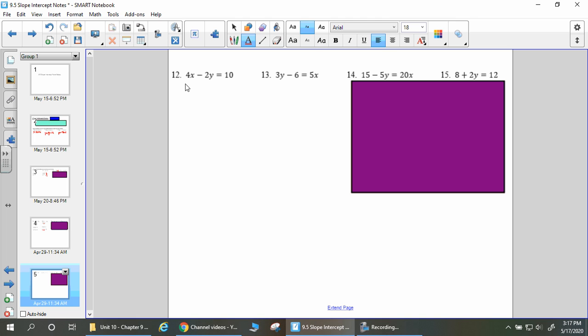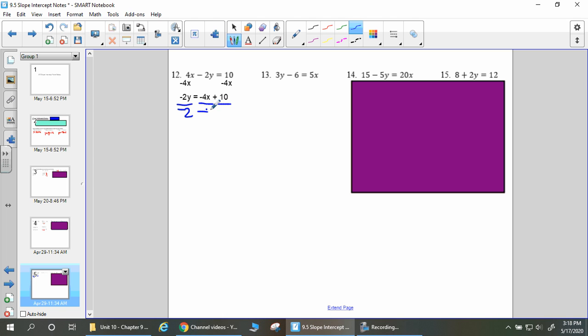So first thing I'm going to do is that's a positive 4x. We're going to subtract 4x from both sides. So a negative 2y is equal to a negative 4x plus 10. Okay? In order for me to get y by itself, this is negative 2 times y. And the opposite of multiplication is division. In order for me to divide by negative 2 over here, I need to divide everything by negative 2.